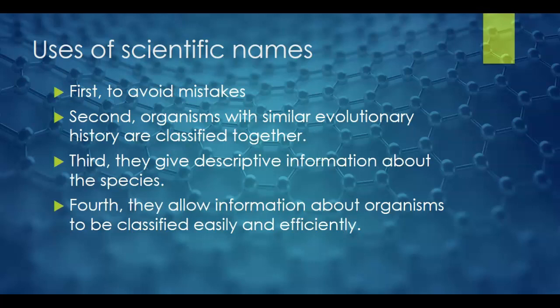Third, they can give descriptive information about the species. These Greek and Latin names have meaning to them, just like how we broke apart the words binomial nomenclature, and each part of those words had a meaning. Same thing with these scientific names. Your textbook uses Acer rubrum and Acer sacrum. These are types of maple trees. Acer rubrum is the red maple. Rubrum literally means red. Acer sacrum is the sugar maple.